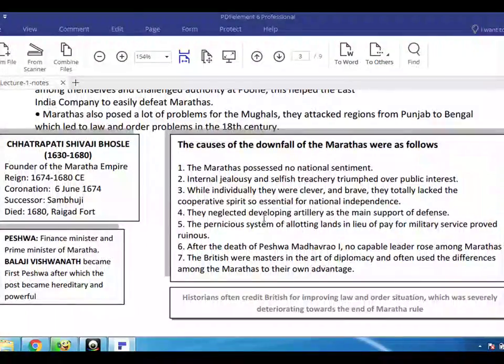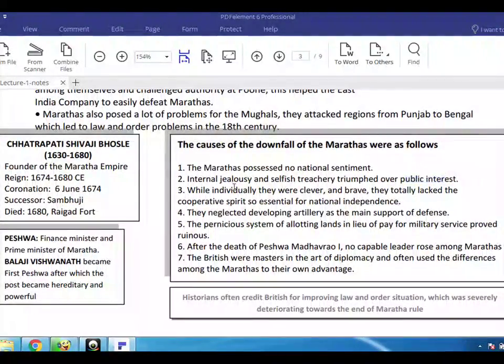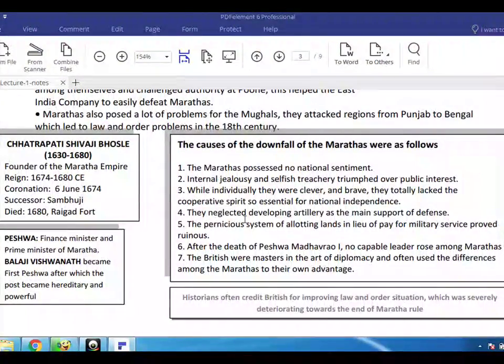The causes of the downfall of the Marathas were as follows. 1. The Marathas possessed no national sentiment. 2. Internal jealousy and selfish treachery triumphed over public interest. 3. While individually they were clever and brave, they totally lacked the cooperative spirit so essential for national independence. 4. They neglected developing artillery as the main support of defense. 5. The pernicious system of allotting lands in lieu of pay for military service proved ruinous.